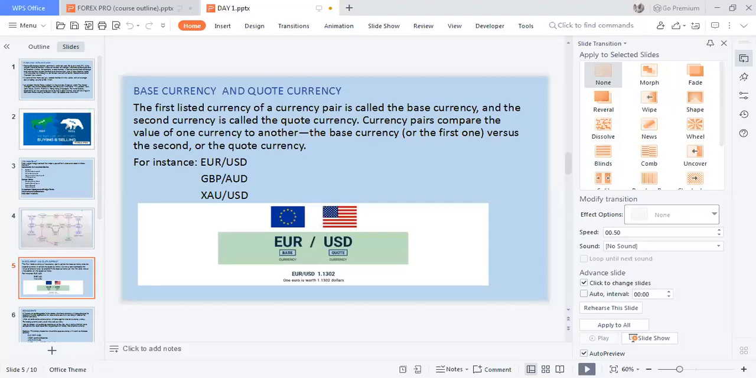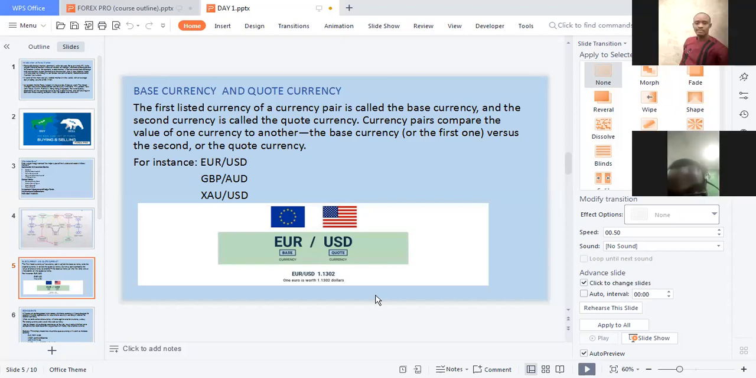Naira. And this Naira is exactly what we use in Nigeria. A currency pair is a combination of two currencies, the base currency and the quote currency. The base currency is the first listed currency of a currency pair. For instance, you have EUR/USD. The base is Euro and the quote currency is USD.